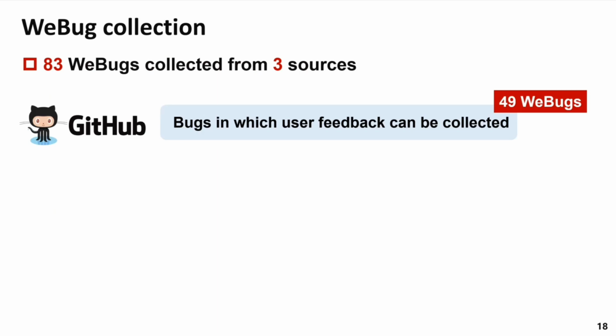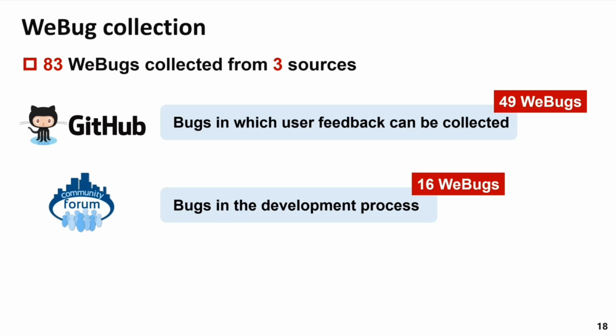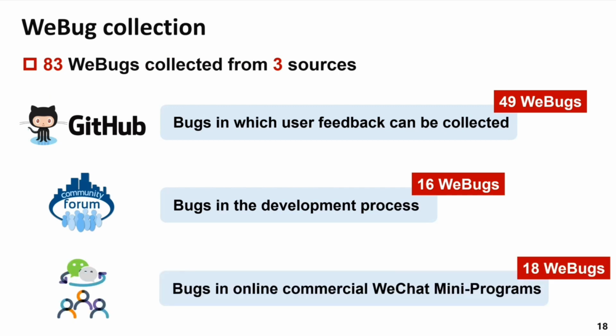49 V-Bugs are collected from many programs on GitHub, bugs where user feedback can be collected by issues. 16 V-Bugs are collected from the official developer forum. They are bugs developers made during the development process. With the help of the partner company, we have an opportunity to analyze the bugs that occurred in online commercial WeChat mini programs. These programs are on the market.